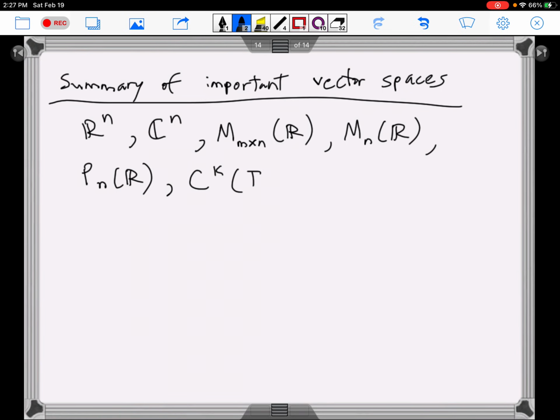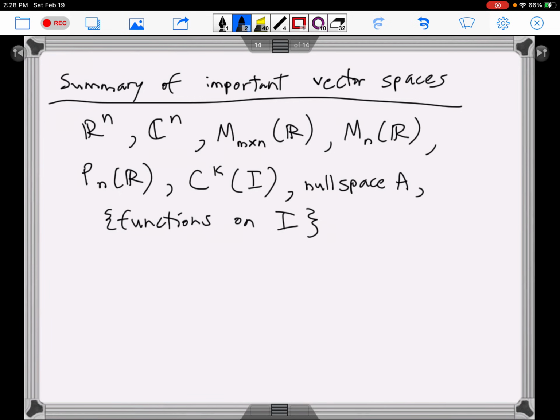And we just learned about this guy, c to the k of I. Also, the null space of a matrix. And we also know the functions on an interval I. So these are some important vector spaces whose names we should know because we've been looking at these examples over the last few sections. Remember, another word for null space of A is the solution set of homogeneous systems of equations. So the null space of A does have kind of a deeper context to it. Just don't forget what the definition of all these things are. Keep all of them in mind because they're going to be the tools we work with throughout the following sections.